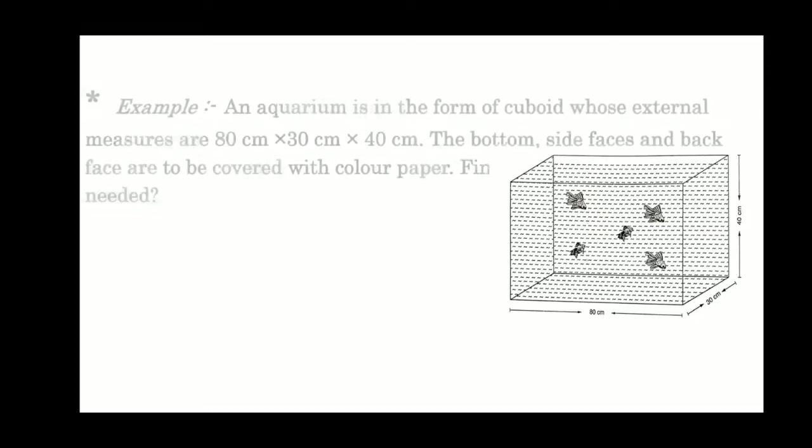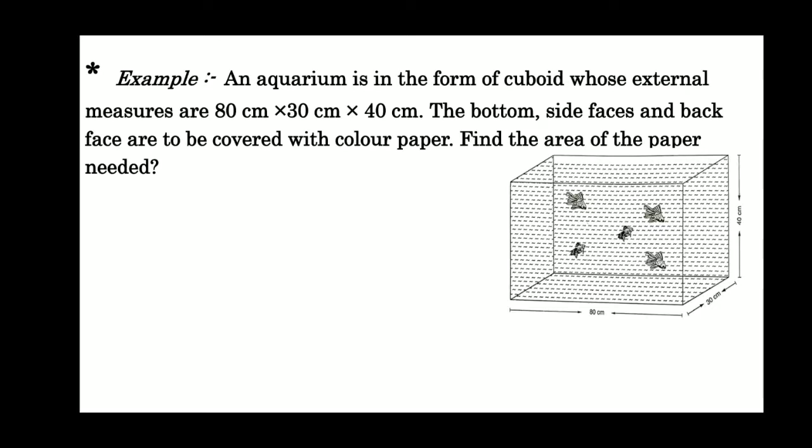Here I have given an example of a cuboid. This is an aquarium. In this aquarium, you can see there is a length, breadth, and height. The length is 80 centimeter, the breadth is 30 centimeter, and the height is 40 centimeter. Let us start the question related to this aquarium. An aquarium is in the form of a cuboid whose external measures are 80 centimeter by 30 centimeter by 40 centimeter. The bottom, side faces and back face are to be covered with colored paper. Find the area of the paper needed.